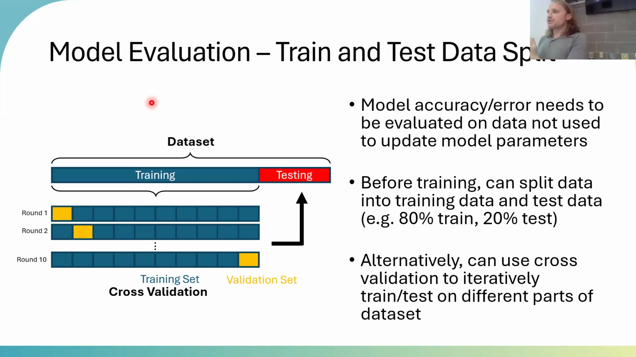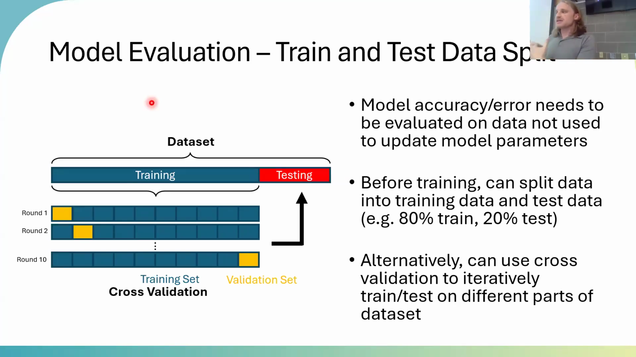So oftentimes when you're setting these up, the first thing that you need to do is split your data set into your training set, which is what you're feeding your model and allowing it to update its parameters when it sees that to minimize its loss.